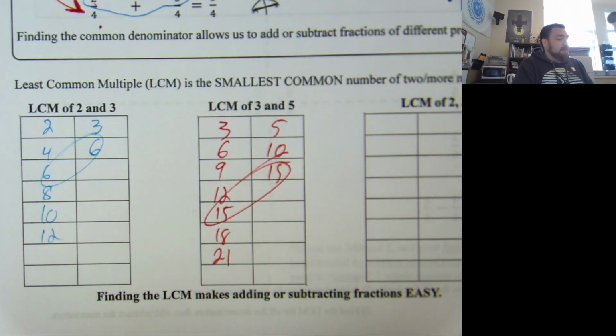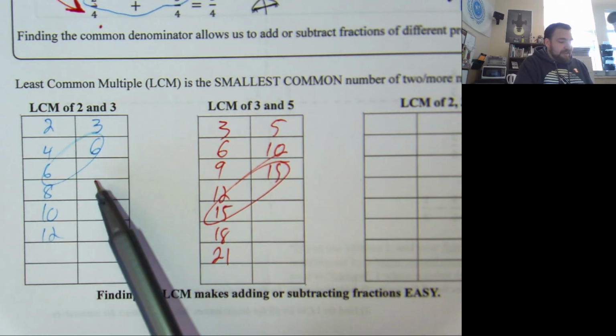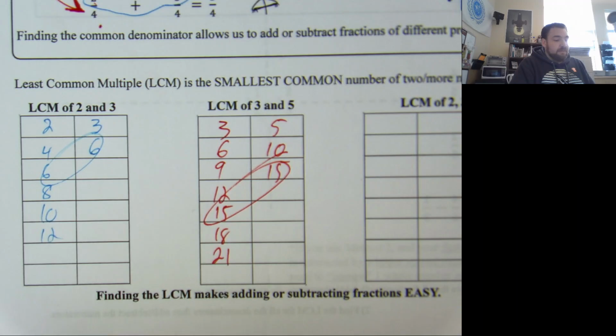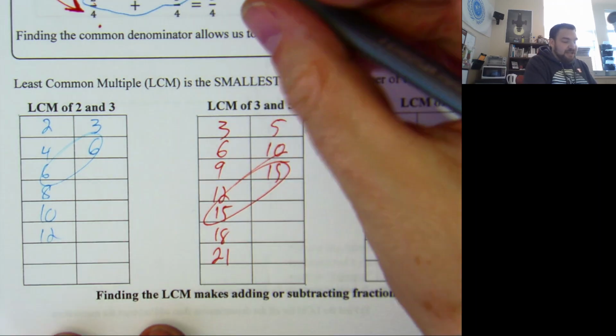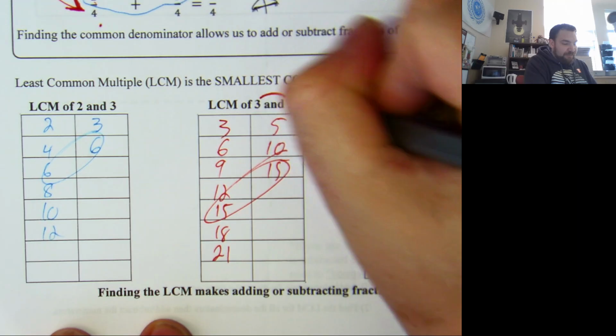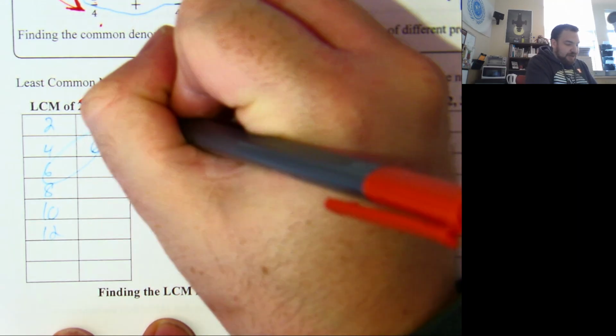What is interesting about 2 and 3 and how they relate to 6, and 3 and 5 and how they relate to 15? There is something interesting. Garrett, do you see something? No. Ethan, do you see anything? All I asked is there something interesting about how 3 and 5 relate to 15 and how 2 and 3 relate to 6?